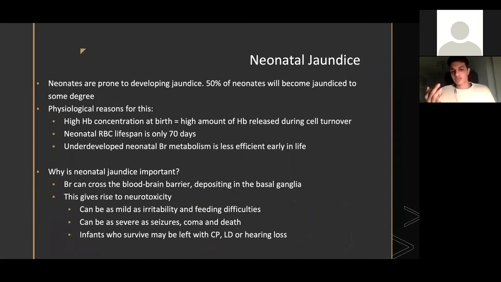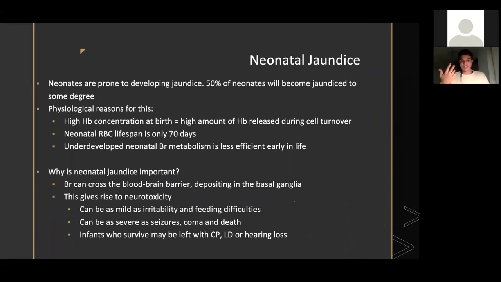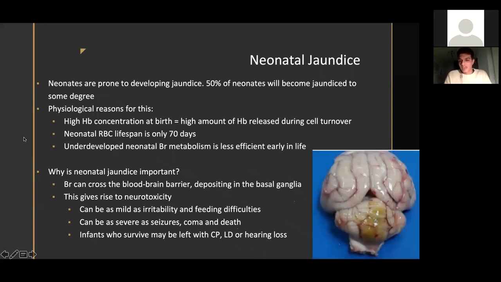And even if you survive, you pick it up when your baby's having a seizure or something, you can be left with cerebral palsy, learning difficulties, hearing loss, impaired development is almost a given, speech. Those things can all happen quite readily if you do not notice high bilirubin. So there's a neonatal brain with basal ganglia, and there you can see the yellow staining of the jaundice. So that's what happened. That baby seized and died because no one noticed the jaundice.